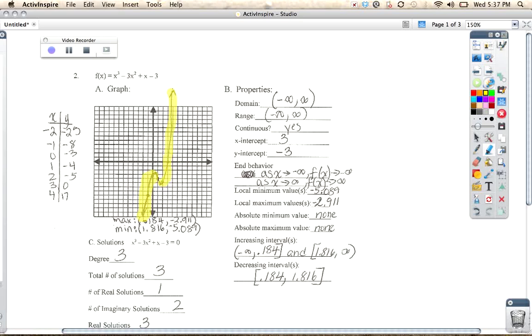Okay. Now your decreasing interval is only right in here, so it only goes from here to here. That's your decreasing interval. So your decreasing interval goes from the x value of the max to the x value of the min.